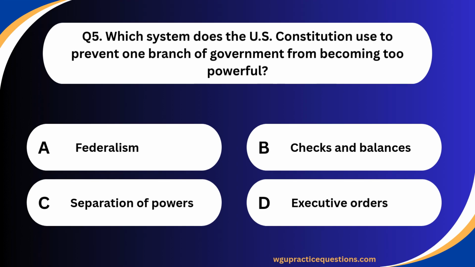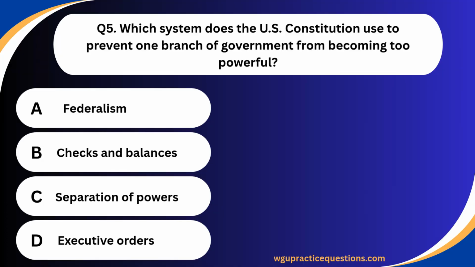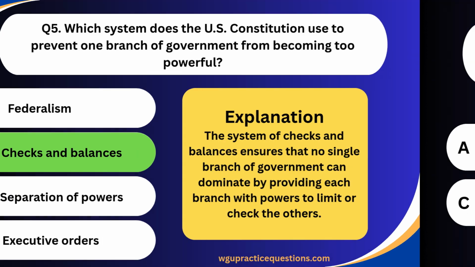Question 5. Which system does the U.S. Constitution use to prevent one branch of government from becoming too powerful? A. Federalism. B. Checks and balances. C. Separation of powers. D. Executive orders. Which one is the correct answer? The correct answer is B. Checks and balances. Explanation. The system of checks and balances ensures that no single branch of government can dominate by providing each branch with powers to limit or check the others.